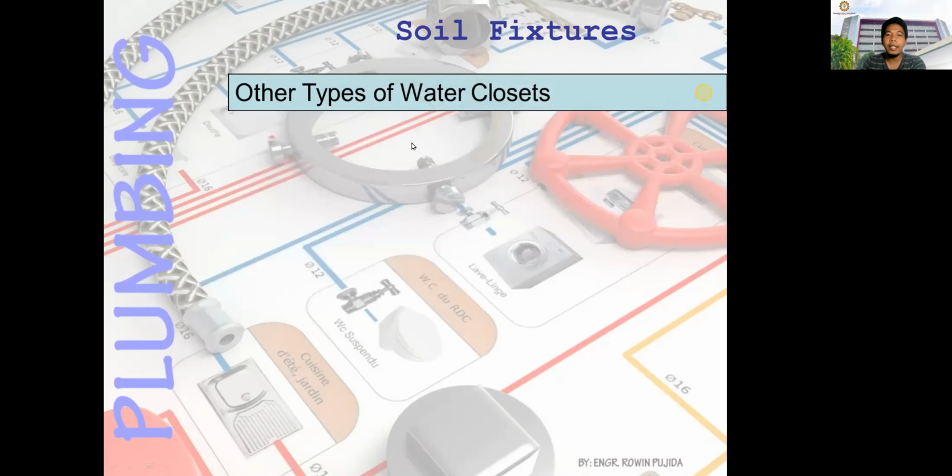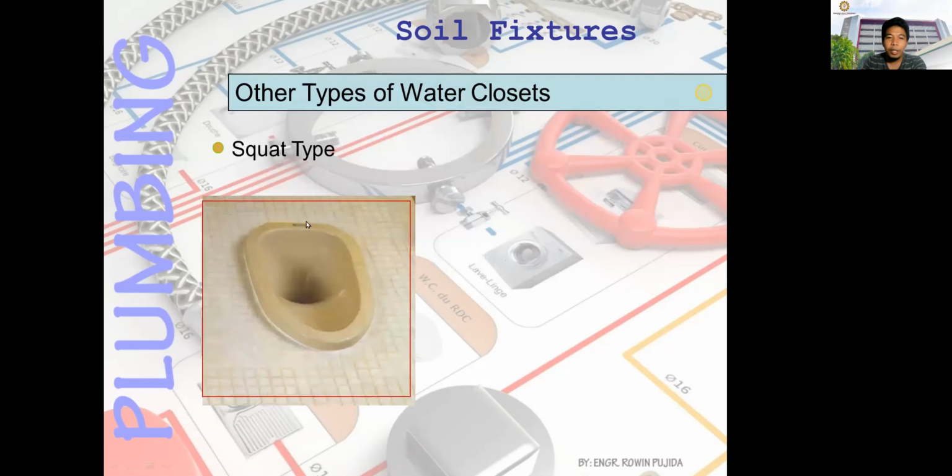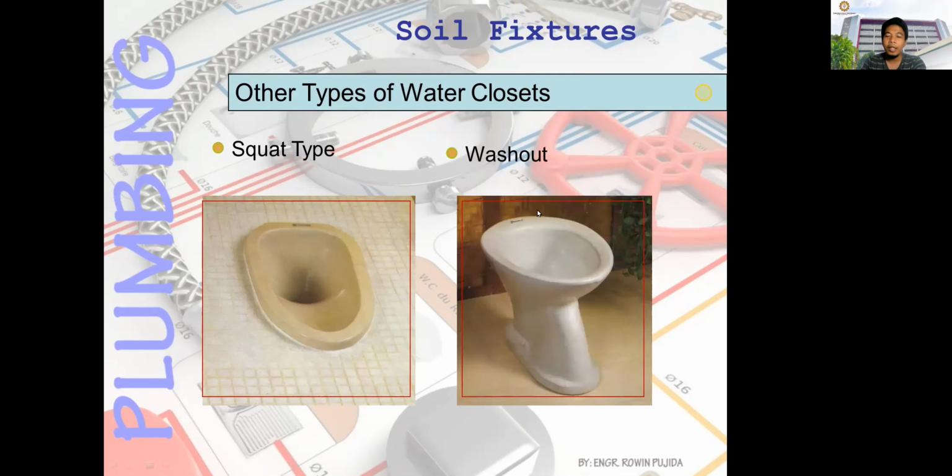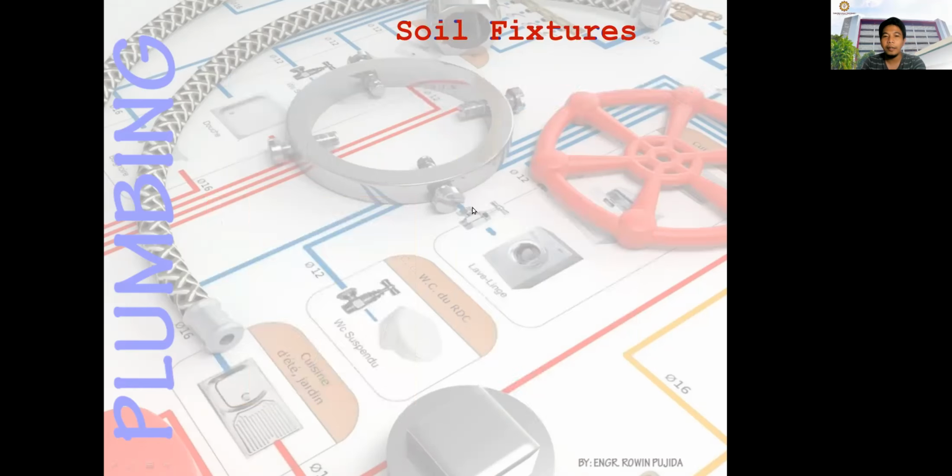Okay, so there are other types of water closet. You have the squat type. I don't think it is used as of today. Maybe you can see this in the movies or in Japan or Korea. Maybe they use this type of water closet. And the washout. So this is the washout. No water tank, or no flush tank at the back of the water closet.